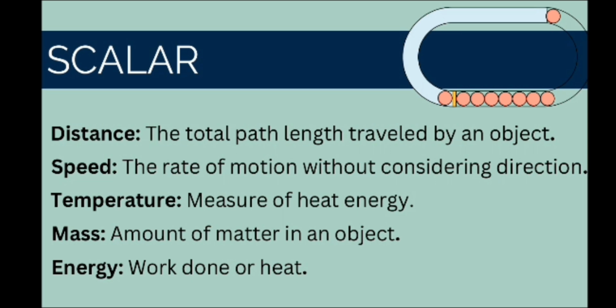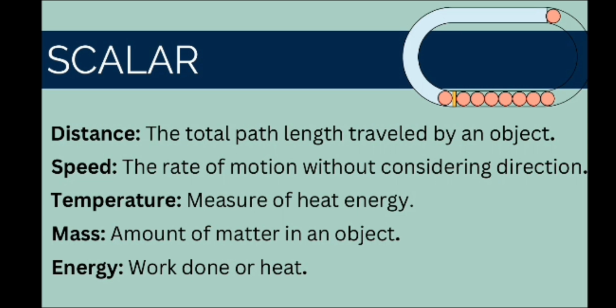First is the distance. This refers to a measurement, and it is described by its numerical value such as meter and centimeter. For example, the total path length traveled by an object. The next one is speed. This refers to how fast something moves. It is described by its numerical value such as meters per second. So speed is the rate of motion without considering direction.